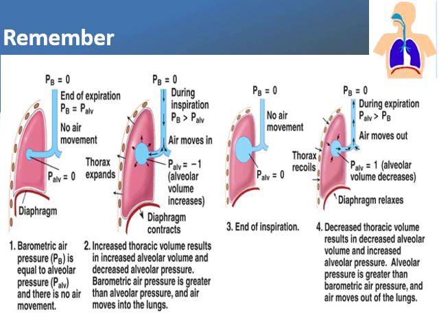During expiration, the decreased thoracic volume results in decreased alveolar volume and an increase in the intra-alveolar pressure. The intra-alveolar pressure is greater than the atmospheric pressure and the air moves out of the lung.